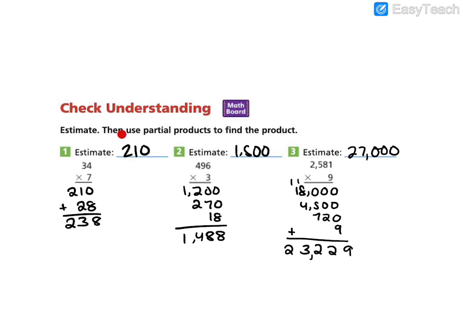For number 1, my estimate was 210. My product was 238. For number 2, my estimate was 1,500. My answer was 1,488. Sounds really close, right? Because I only had to round up by 4 ones to get to 500. My estimate here was 27,000, and my answer is 23,229.